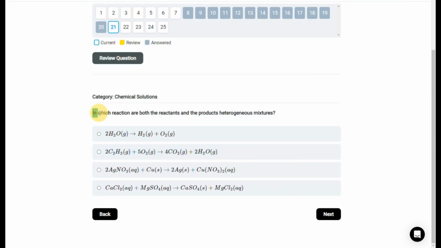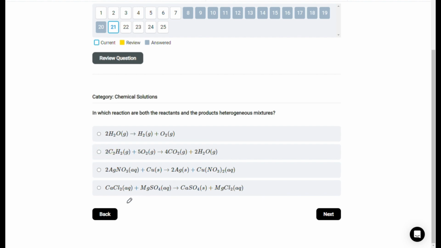Next up, in which reaction are both the reactants and the products heterogeneous mixtures? Heterogeneous really just means that the substances that are in the mixture are a different state of matter, or just different similarly. So, we are looking for things that come in different states in the mixtures. Since this is just one mixture, and this has two things in the same state, it would not be correct. Additionally, here we can also see that both species in each mixture, the reactants and the products, are all the same again, so this is not correct.